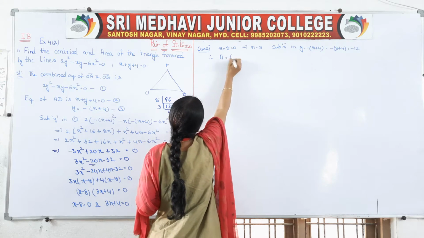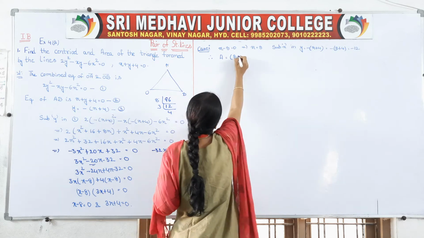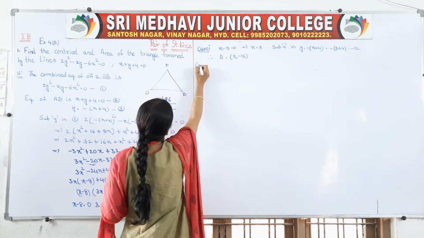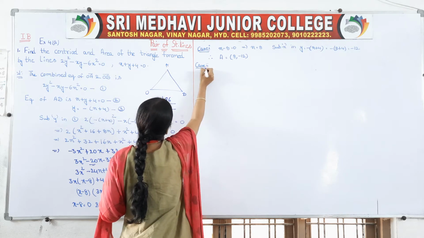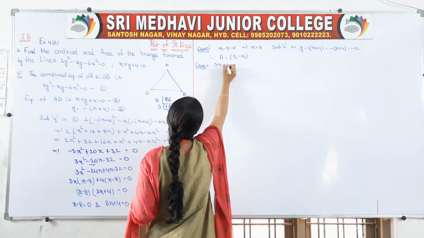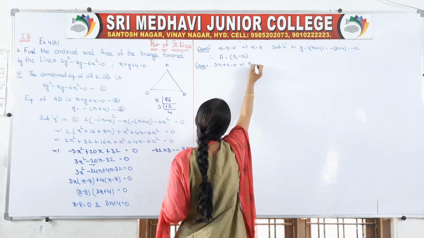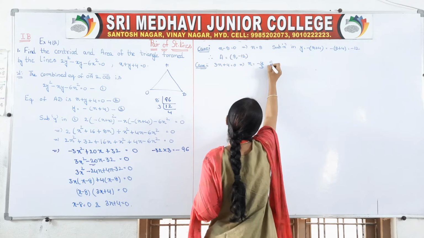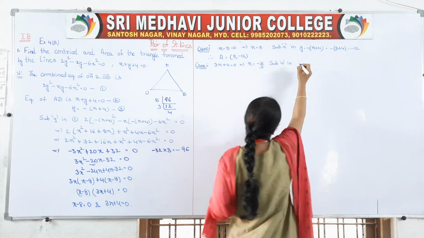A is equal to, what is your point? The x coordinate is 8 and the y coordinate is minus 12. Next, you take your case 2. What is your case 2? You got 3x plus 4 is equal to 0, which implies x is equal to minus 4 by 3. So same thing, substitute x in your y equation.